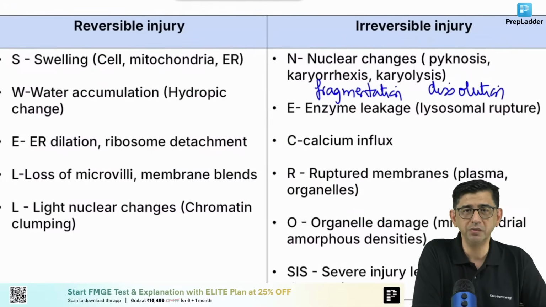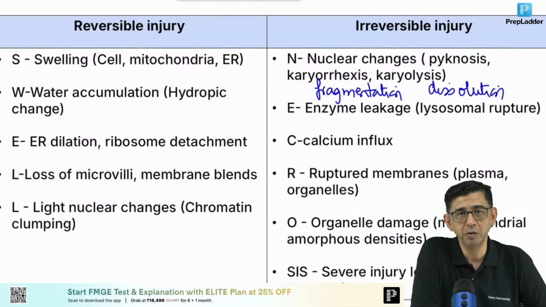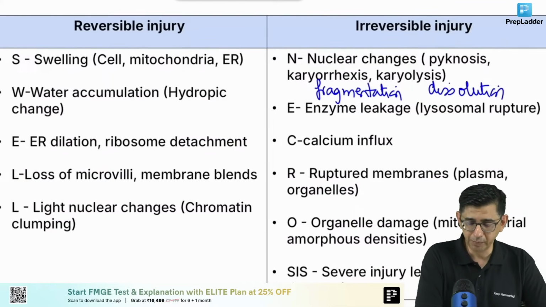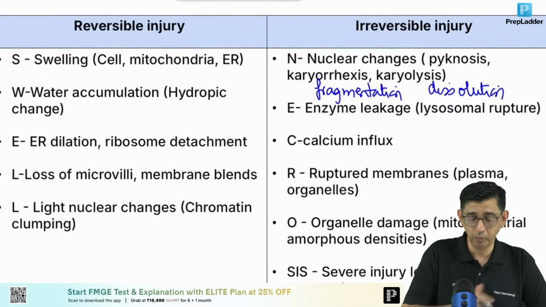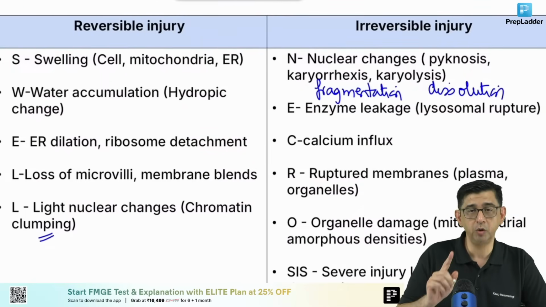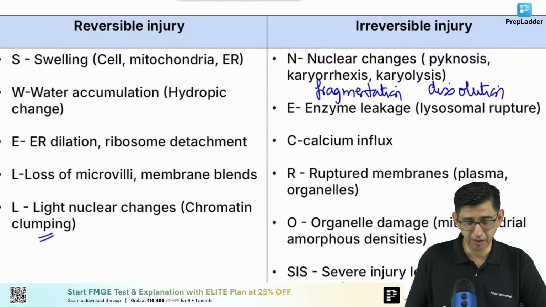I think this is one of the first things that they teach you in pathology, reversible and irreversible cell injury. In reversible, there is going to be cell swelling, the hydropic changes that can be occurring, loss of microvilli, and light nuclear changes and chromatin clumping can be present, but not the word chromatin condensation. If I say the word chromatin condensation, that would go in favor of irreversible injury occurring in a patient.